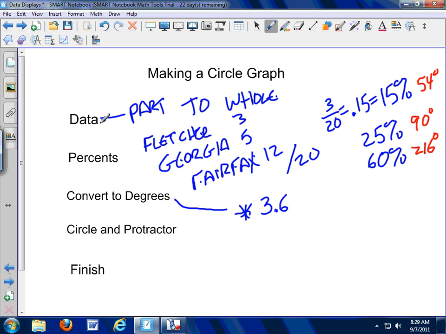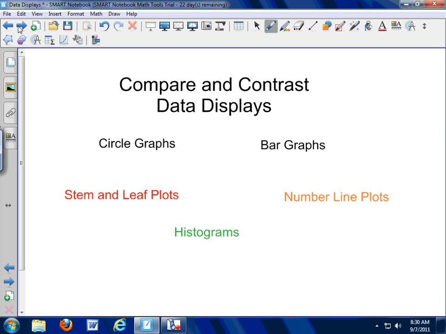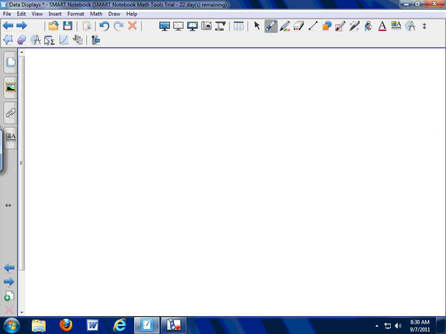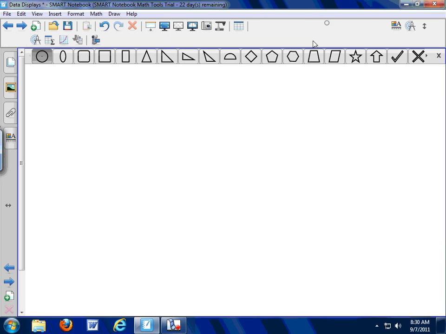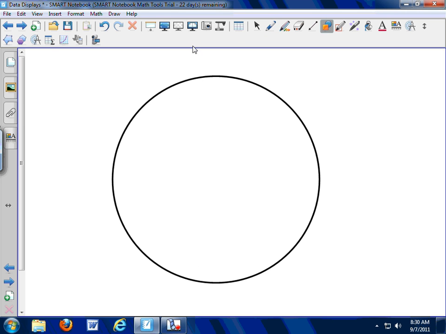Okay? So then we are left with the task of adding a page, making a quick circle. Circle, perfect, great. And then I'm going to really fudge this in here, but I know that my 90 degrees is going to be there. So that's my Georgia folks. 54 degrees, I'm going to say, is about there.